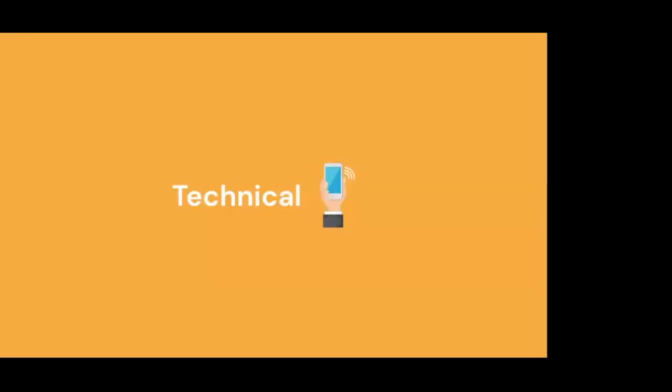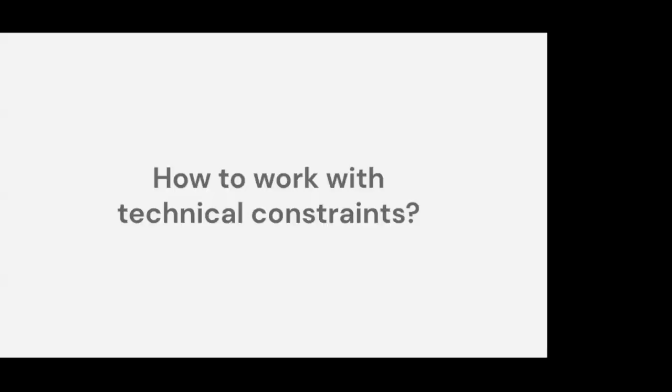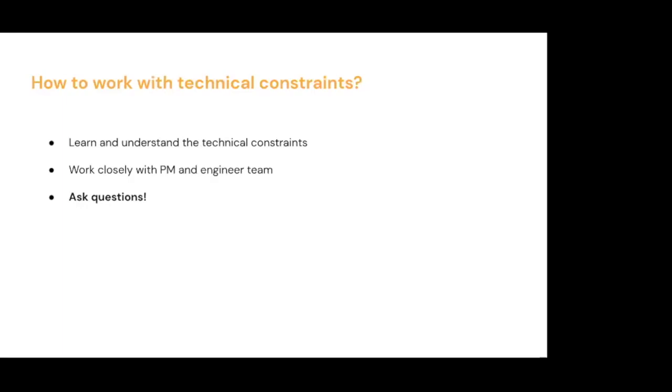Okay, so next let's talk about technical constraints. Oftentimes there are some technical constraints depending on what you're designing. Sometimes there might be some data management, application infrastructure, or device to think about. So what is it that you're developing? Is it a mobile app? Is it a desktop app? What are the constraints? If it is mobile, the constraint would be the screen, the size is a lot smaller. Those are the things that you want to consider, and how to work with technical constraints.